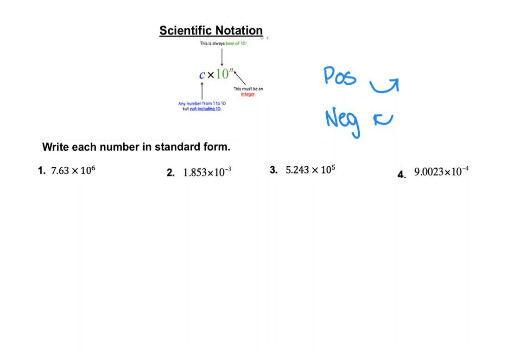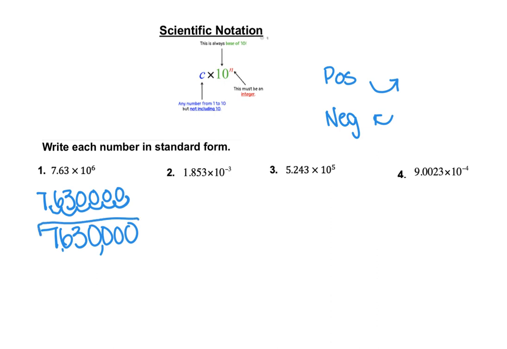So let's take a look here. I have 7.63 times 10 to the 6th power. So what that means is that I'm going to be multiplying by 10 6 times, meaning I'm going to be moving my decimal place 6 places to the right. So I'm going to start here and I'm going to go 1, 2, 3, 4, 5, 6. And now I just need to have some zeros for place values. So our number then is 7,630,000 in standard form.